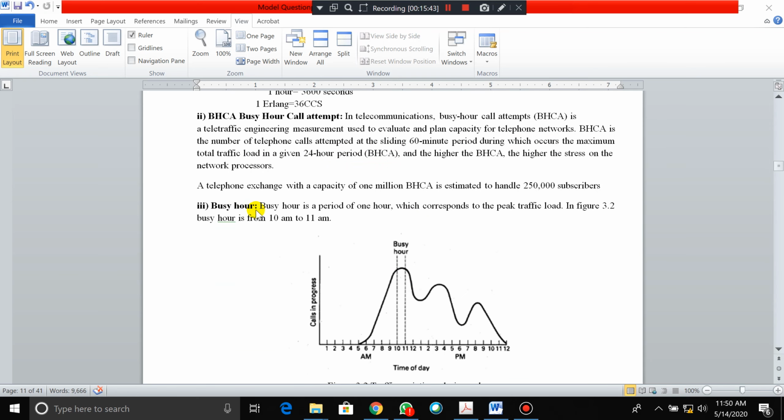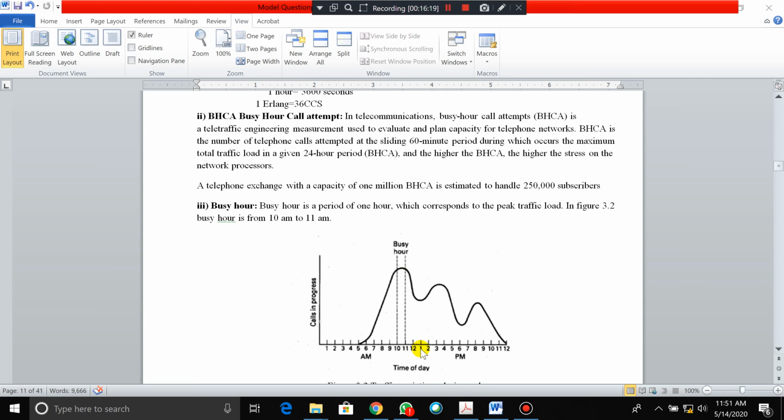So what is busy hour? The busy hour is a period of 1 hour during which the traffic load reaches its peak. If you take this diagram, it shows the number of calls in progress, and the X axis is time. See here, at 5 o'clock in the morning the calls start. An average of all customers is taken. When the customers reach the office, the calls in progress reach the peak. So we consider this as the busy hour.